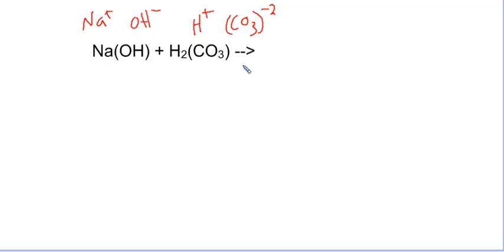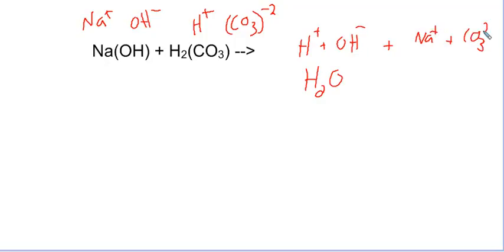In a double replacement reaction, your cations switch places. So that means our H is going to go with the OH, and that gives us H plus OH minus, and I'll just rewrite that as H2O. And then the other one is going to be Na plus CO3 2 minus. When you combine those two together, you do your crisscross method, you get Na2CO3.